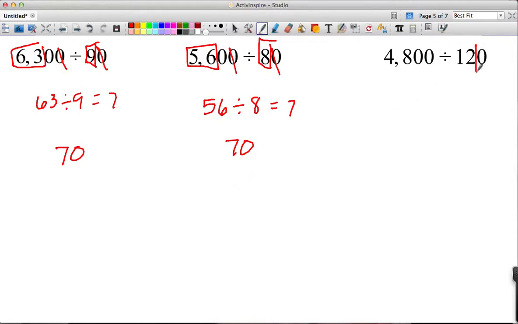Now here I have a number in the tens place, but that's okay because it's 12 and this is a 48, and those two numbers are compatible. So here I can do 48 divided by 12 gives me 4. So I know the first number has to be a 4, but this 0 cancels out this 0, so my answer would be 40.